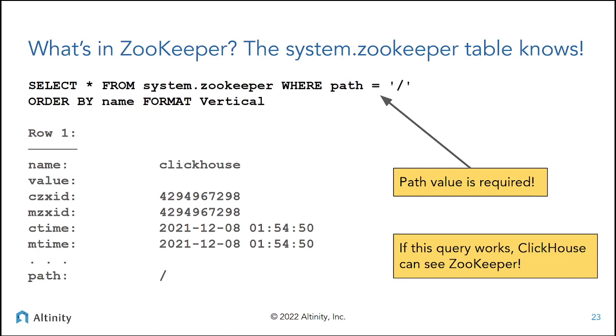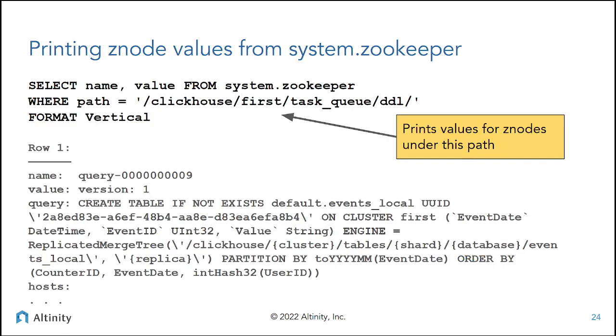Whenever you suspect something is wrong, the first thing you do is dive in and run this query. If it succeeds, okay, at least you can see Zookeeper, and you can look for something else. But if it bombs out, if it times out, for example, then you know that there's something wrong with Zookeeper. Another thing you can do, if you use this correctly, is print the znode values. This is just another example, showing how we can see the commands that are in the DDL queue.